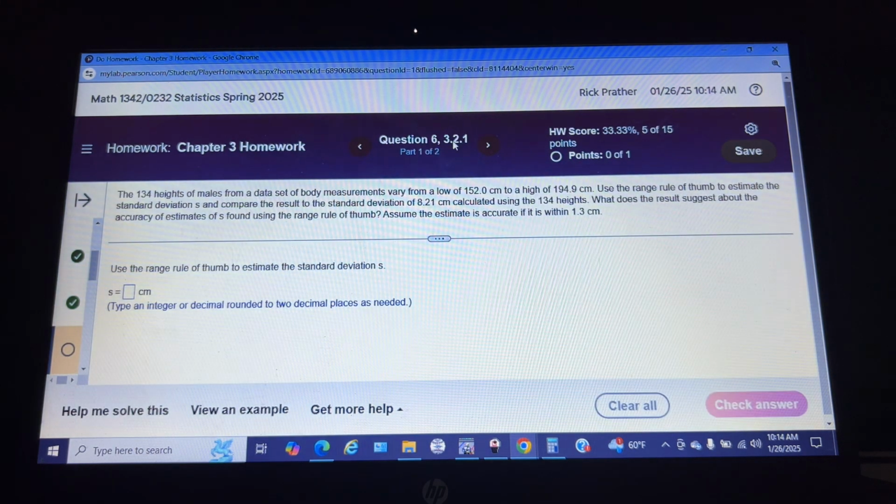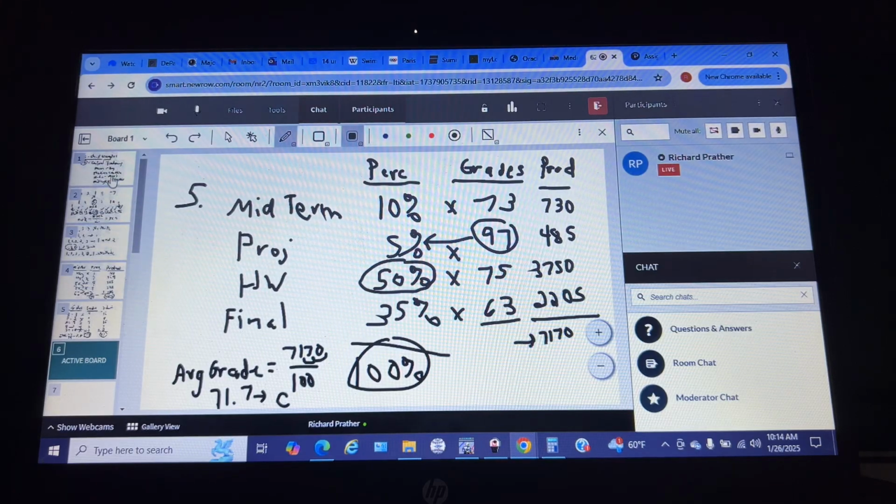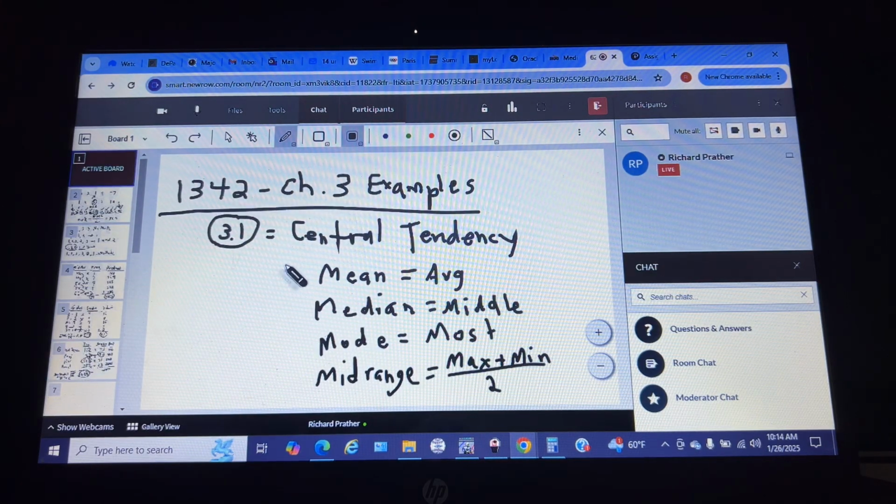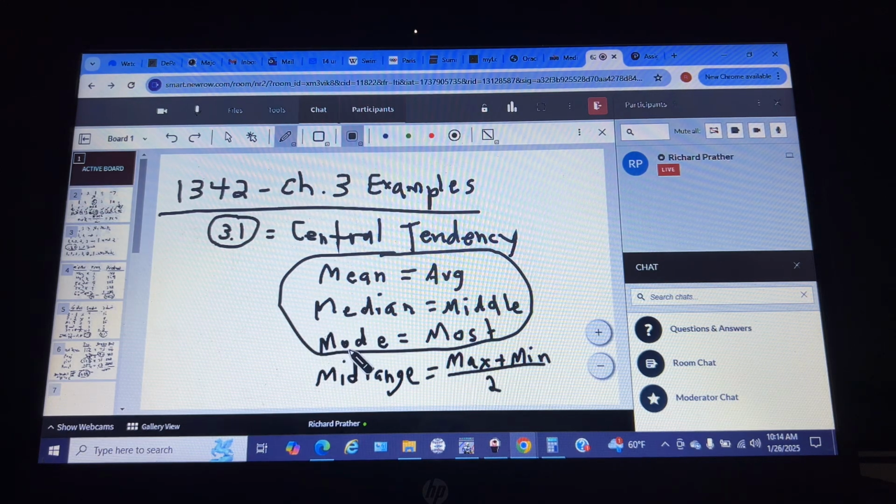Now in question 6, we're in section 3.2. And the first problem is section 3.2. So 3.1 is about the center of data, central tendency. And there's the three main ones that everybody knows from junior high. Plus there's a fourth one they do in college called mid-range.